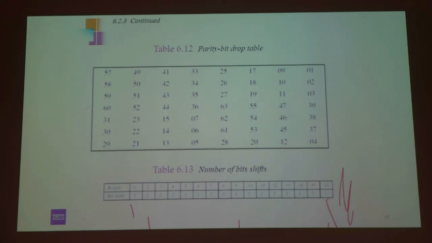So for example, look at this in here, the parity drop. Which one is missing? Do you see 08? So that was dropped. But the order, they dropped and rearranged in a certain way, like a permutation table. Yes, compression permutation. But 08 is gone.